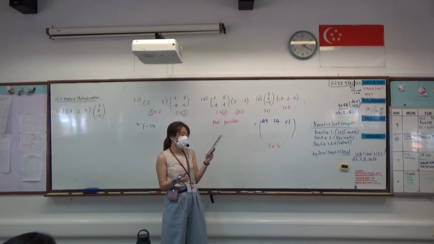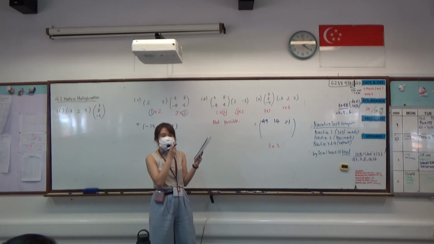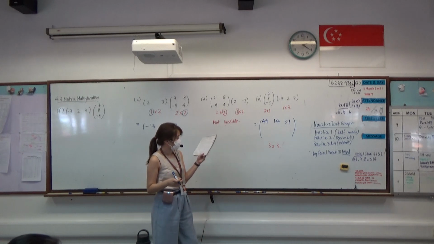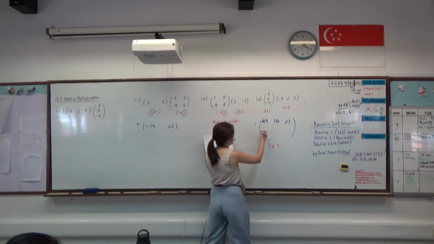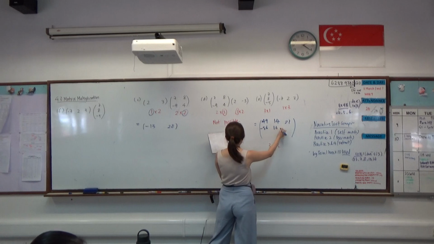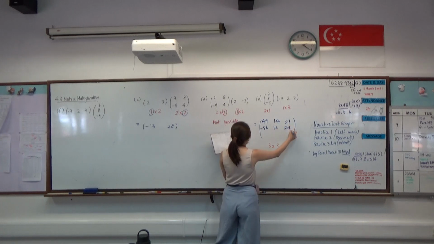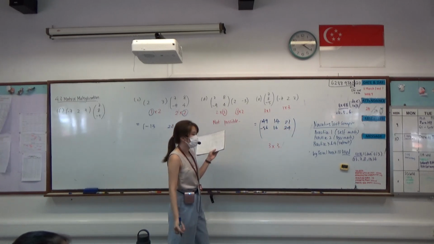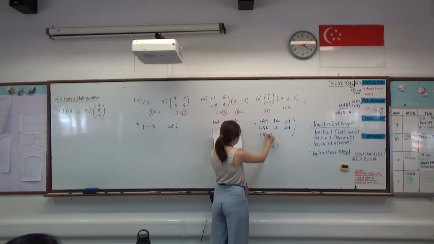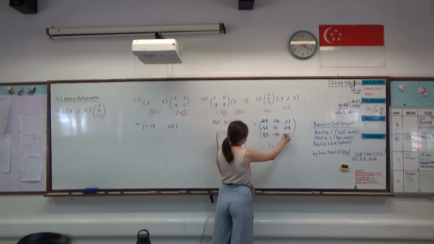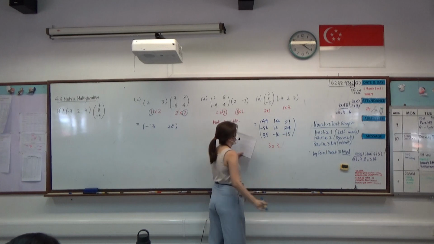Okay, then after that, what about the second row? Joshua? Negative 56, 16, 24, right? And Dylan, last row, 35, negative 10, and negative 15.